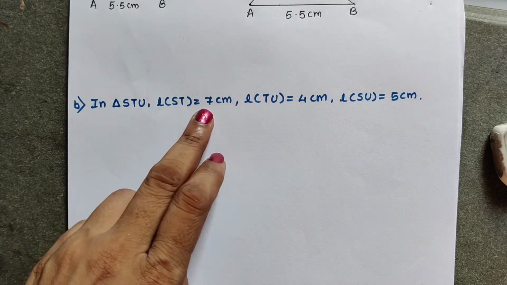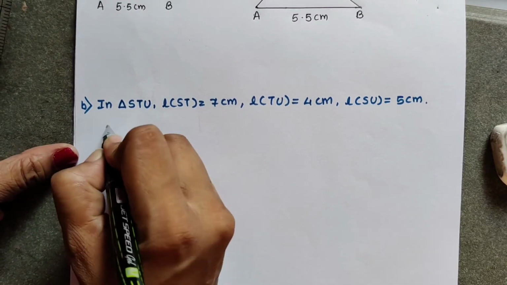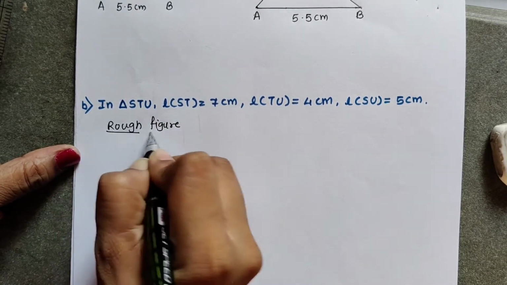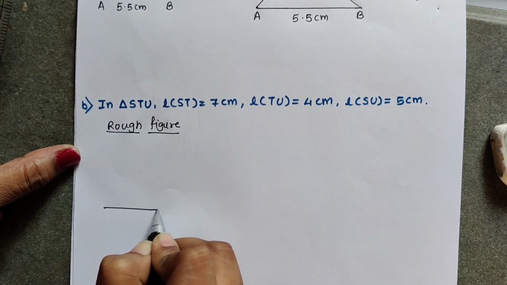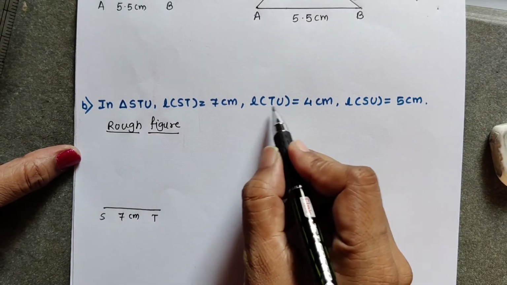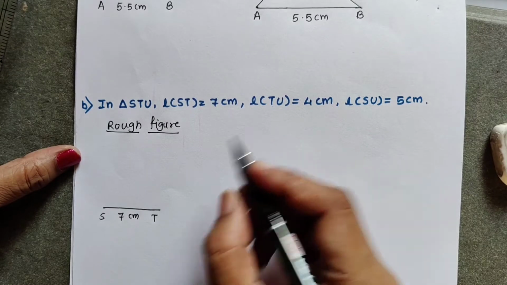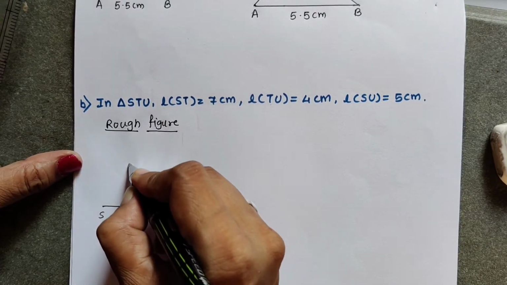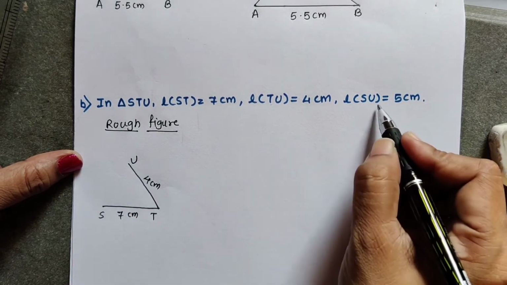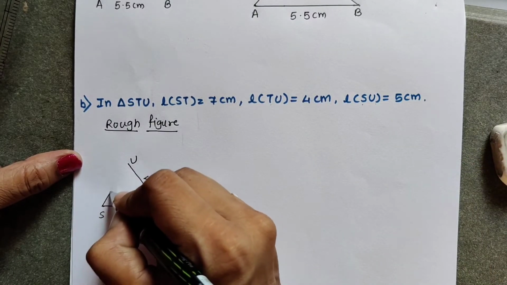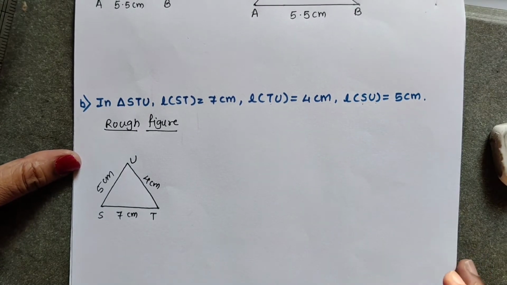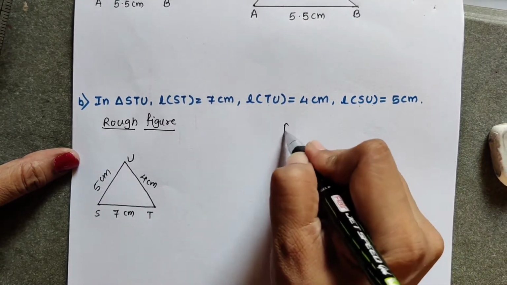Triangle STU, seg ST is 7, so I am going to draw a rough figure first. So this is seg ST, which is 7 centimeter. TU, from T to U, 4 centimeter distance. So from T I am going to draw one segment till U, which is 4 centimeter, and SU, from S to U distance is 5 centimeter. So SU is 5 centimeter. In this way we can draw a rough figure of any measurements. As I have told you, for rough figure we don't require any exact measurement.